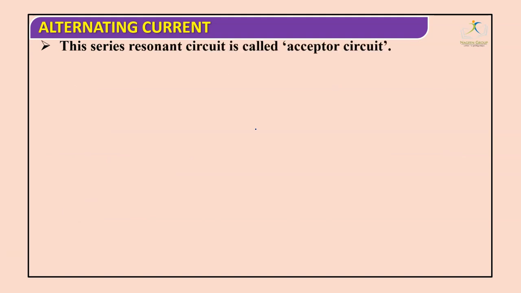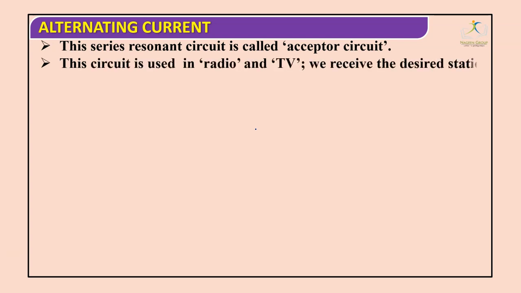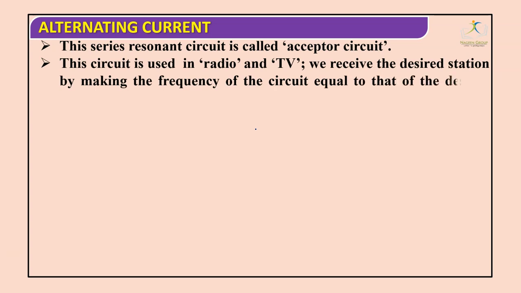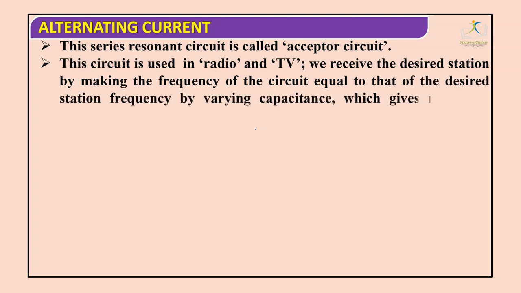This series resonance circuit is called an acceptor circuit. Why is it called an acceptor? The reason is that it accepts the main current at the resonant position, as you heard from the previous knowledge. This is the maximum, giving the peak value of the current. This circuit is used in radio, as I told you earlier, with sound. In sound, if the frequency or the pitch of the sound is high, we say that this is the resonant point.